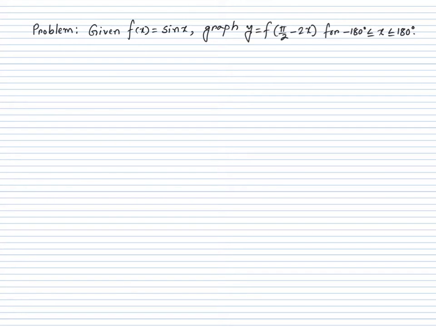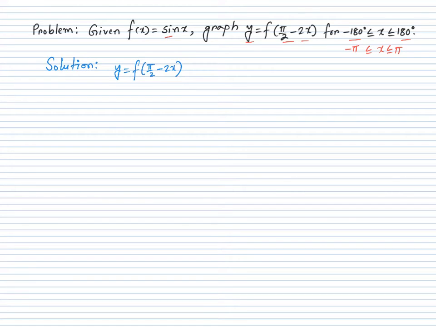In this video, I am going to graph a function. We are given f of x is equal to sine of x, and we need to graph y is equal to f of pi over 2 minus 2x for x between negative 180 degrees and positive 180 degrees. That is, x is between negative pi radians and positive pi radians.